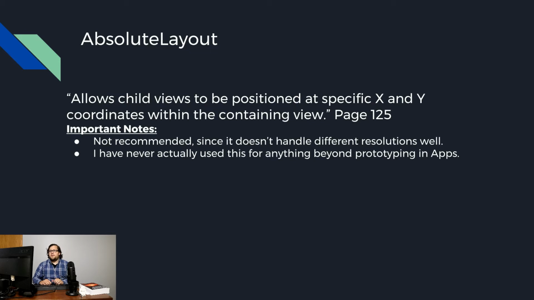The absolute layout. This is one I've actually never used in production, but basically it allows child views to be positioned at very specific X and Y coordinates within the containing view. I would probably say that there's uses for this that I haven't thought of right now. And maybe there's some programmatic things you can do where you grow the size of the absolute layout or shrink it. But typically, I've only ever used this in prototype quick and dirty examples where I needed to position something very specifically, and I was only caring about seeing if it worked on a single screen size.